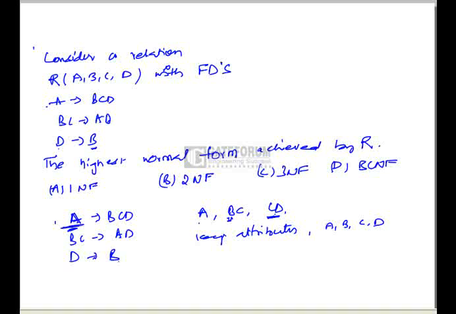So here A is a candidate key. So there is no problem with this FD. And BC is also one of the candidate keys. So there will not be any problem with this FD also. So if we see the third FD, D gives B. Here D is not a candidate key. So this FD will violate BCNF condition. So here the table will be in 3NF. So here correct option is option C.